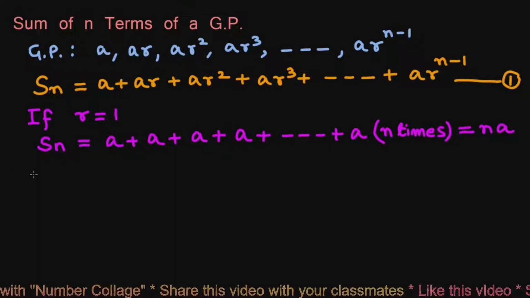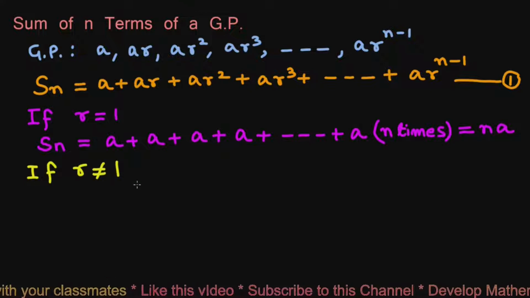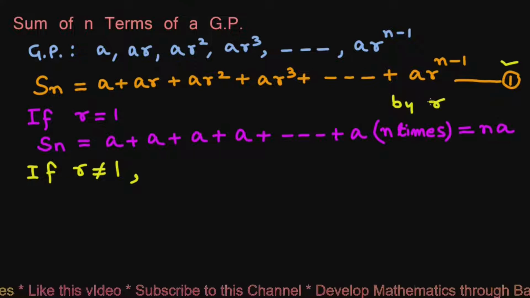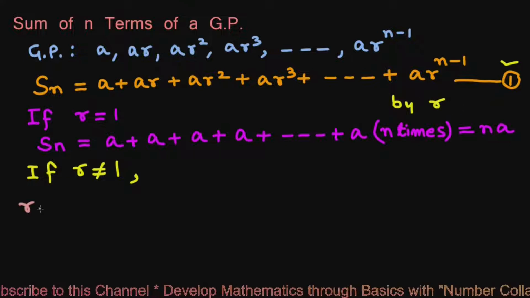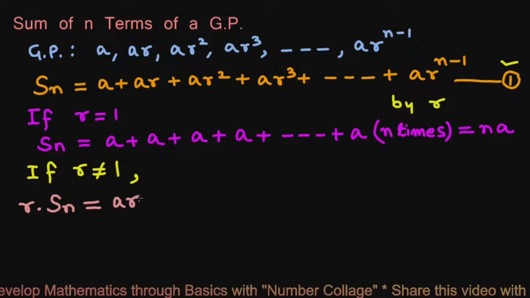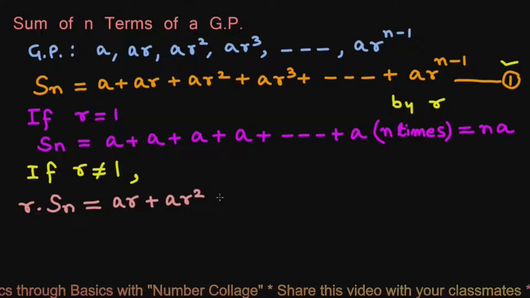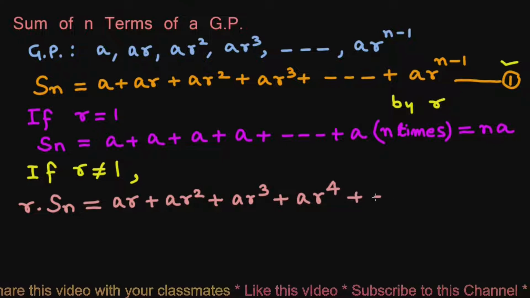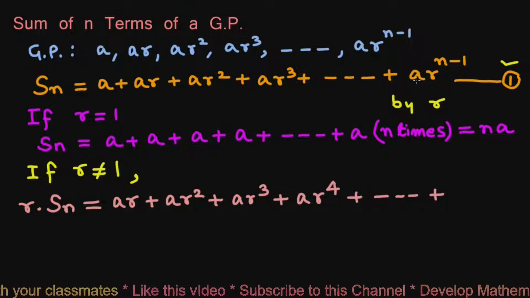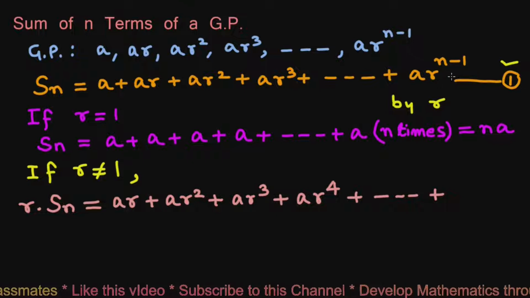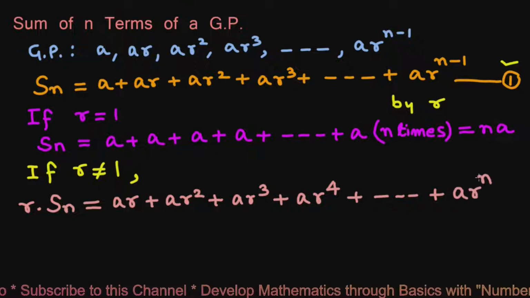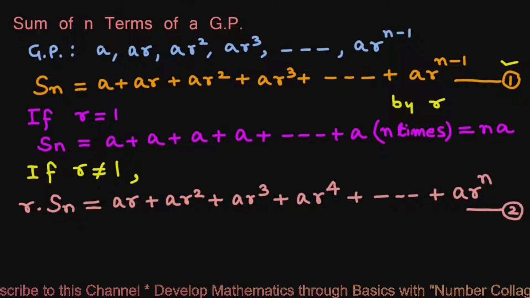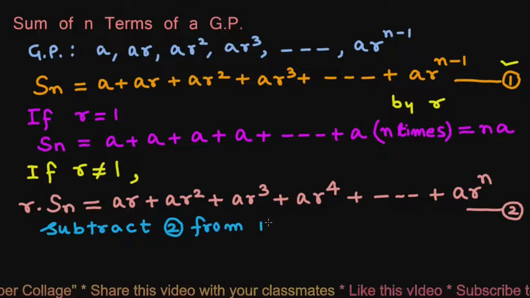Next we will consider if R not equal to 1, then we will multiply this equation 1 by R, so that we get R into Sn equals AR plus AR square plus AR cube plus AR power 4 plus so on and so forth plus, multiplying AR power n minus 1 by R, we get AR power n. We will name this equation 2. Now we will subtract equation 2 from equation 1.